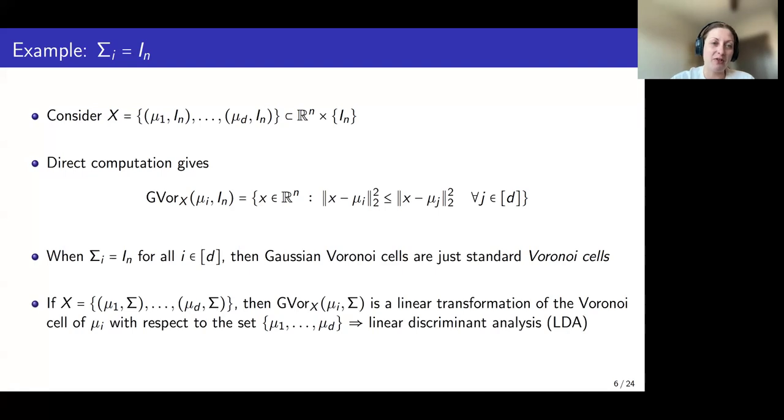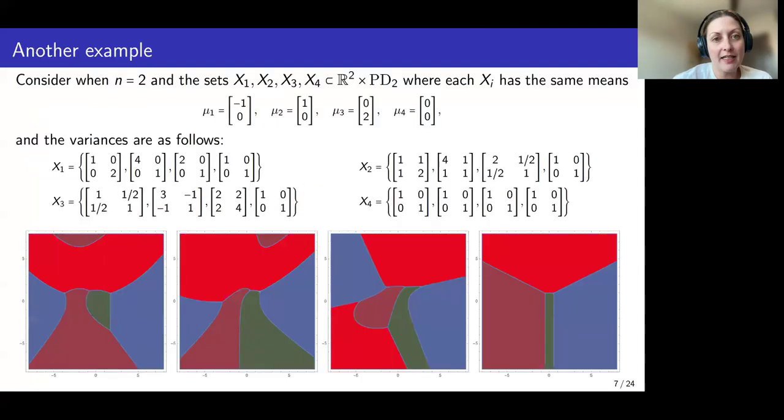One additional note in this case is that I can slightly relax this identity assumption and ask, what happens if all the covariance matrices are equal? Well, in this case, each Gaussian Voronoi cell is just a linear transformation of the standard Voronoi cell. So each Gaussian Voronoi cell will be described by up to d-1 linear inequalities. And that's why this special case where all the covariance matrices are the same is sometimes referred to as linear discriminant analysis. Okay, very good. So let's keep going. Let's look at another example.